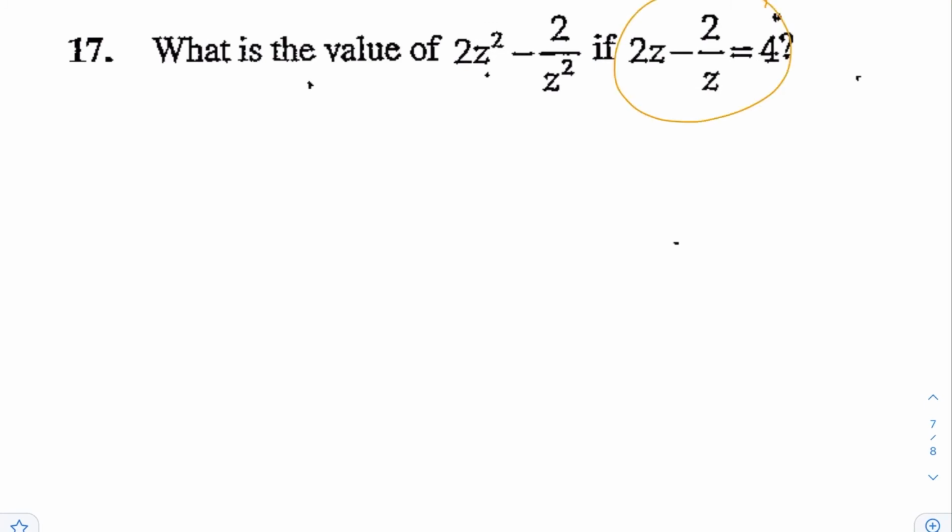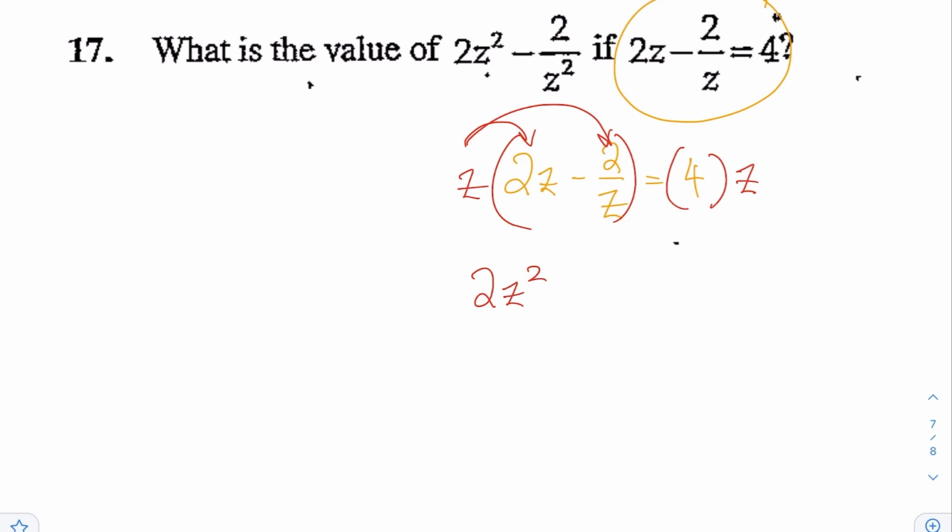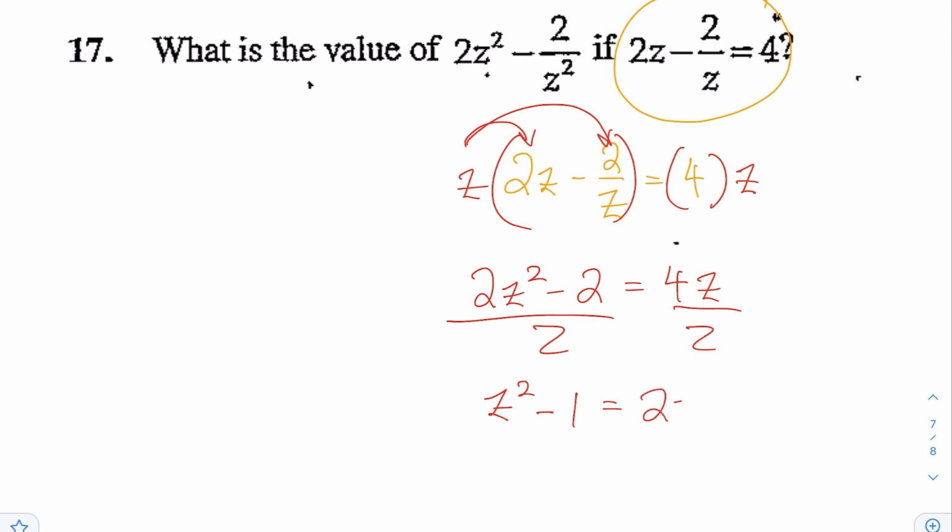So you want to start with this equation, and for this equation, you can multiply everything by z on both sides to get rid of the annoying denominator of z. So when you do that, you can distribute the left side, and that will give you 2z squared minus 2 is equal to 4z, and you can also just divide by 2, which will give you z squared minus 1 is equal to 2z. Now from here, you can subtract 2z on both sides, and that'll give you this quadratic.